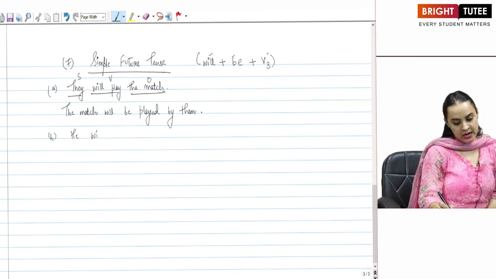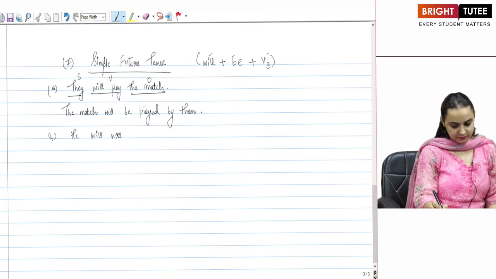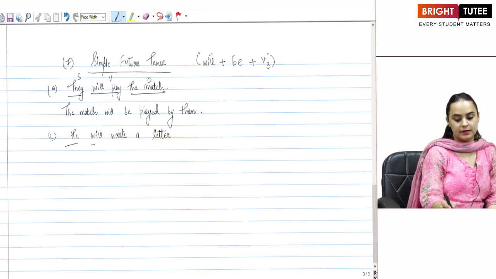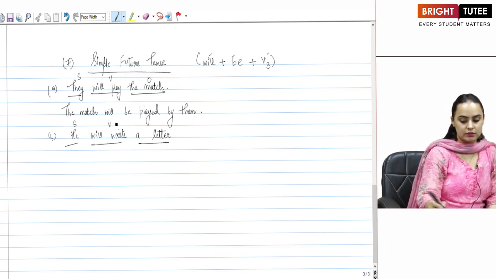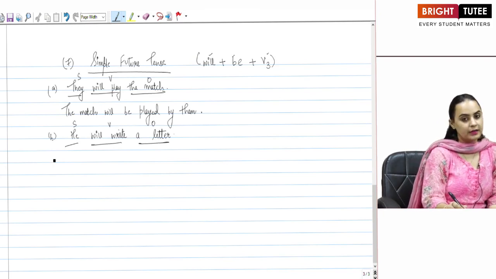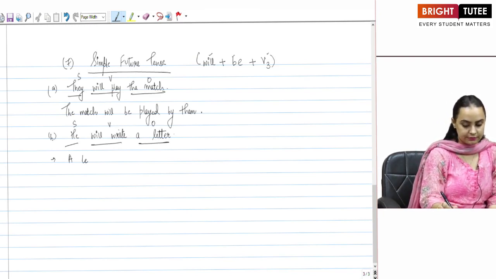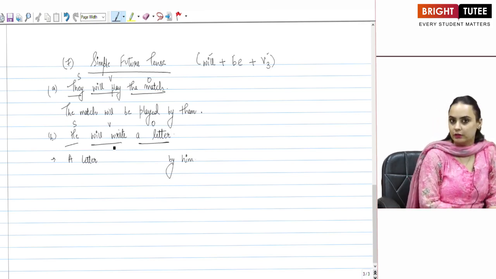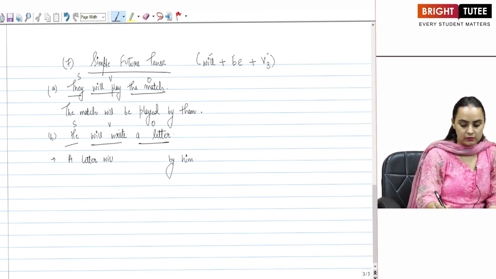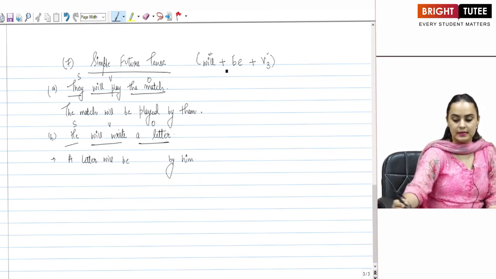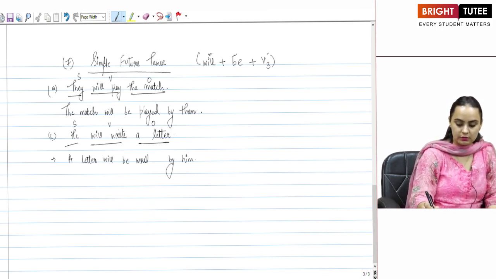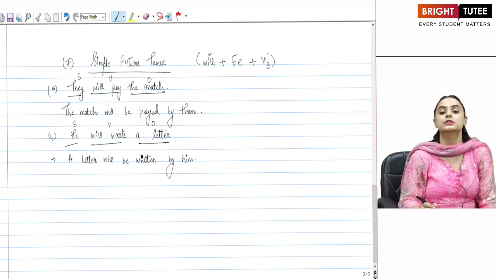He will write a letter. Divide, subject, verb, object. My new subject is a letter. He changes to him. We add by before it. What do we write in place of the verb? Will plus be plus third form of the verb. My verb is write, so it becomes written. So, a letter will be written by him.